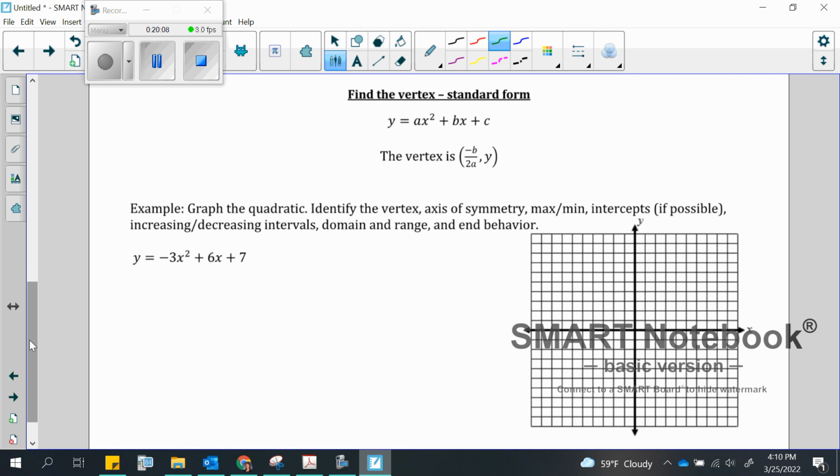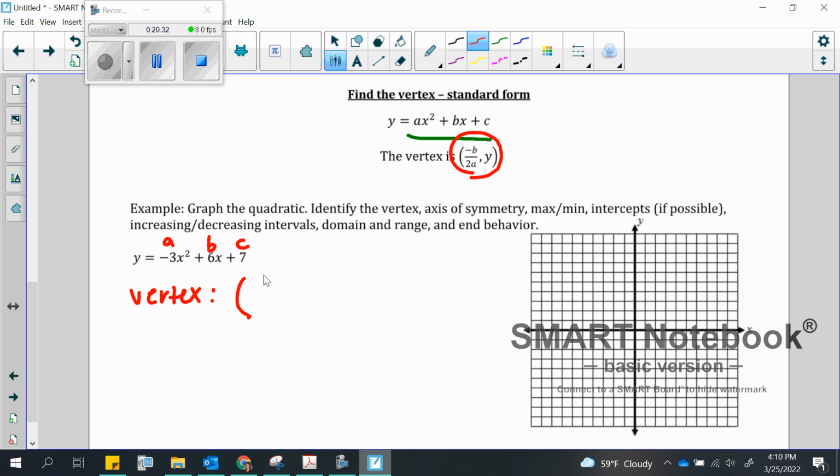So this is standard form. I know these are a lot of rules, but you have these notes in front of you. First thing you want to do is find the vertex. When you are in standard form, there's no parentheses involved here. You do negative b over 2a. So we have a, b, c. They're coefficients, they're numbers in front.